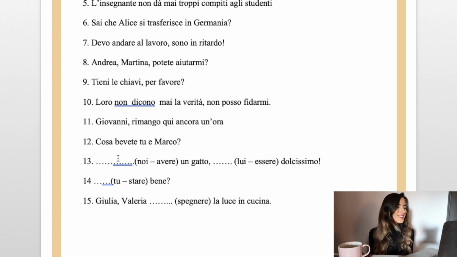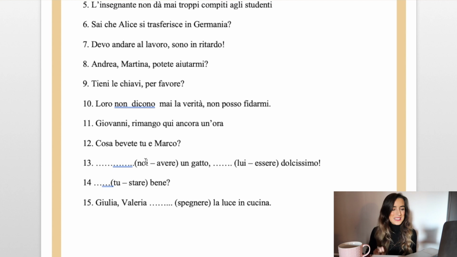Alright, 3 more. So sentence number 13 here. Let's have a look. We have 2 blank spaces, and here we have 2 verbs that are very, very common, the verb to have and the verb to be. So let's first have a look at the subjects. Here the first subject is noi, and the verb is avere. So first person plural. And in the second blank space, the subject is lui and the verb is essere. So in this case, third person singular.